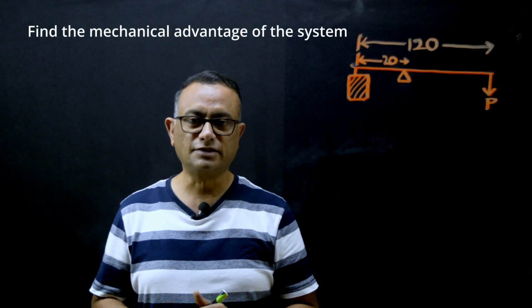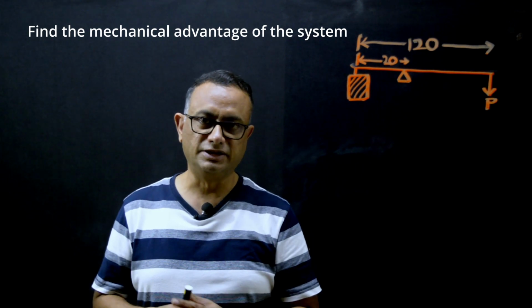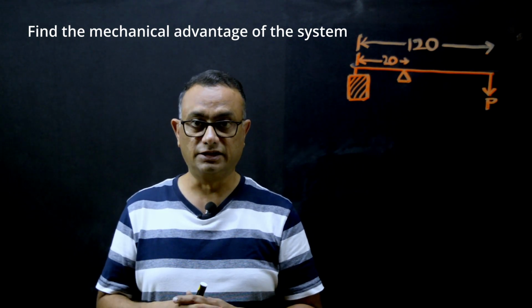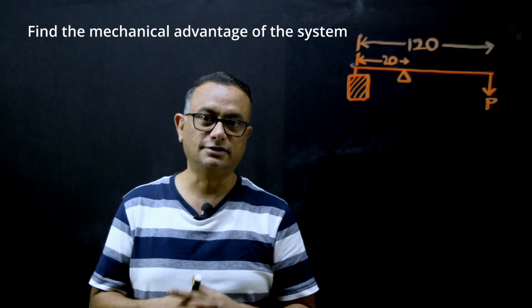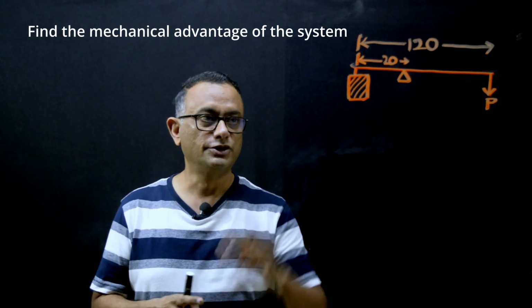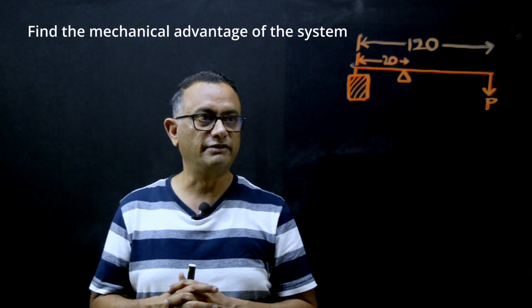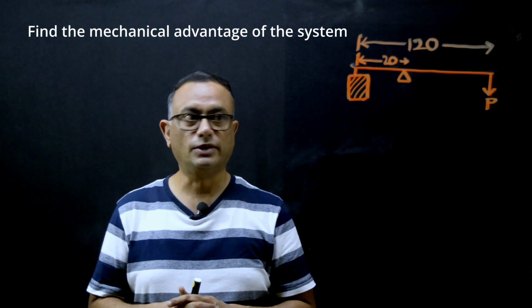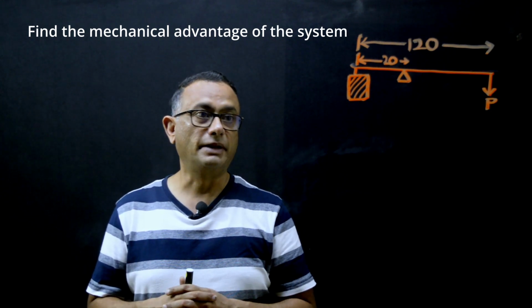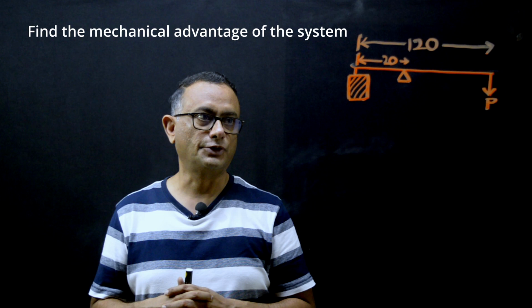Now that we've learned the basics of simple machines, including mechanical advantage, pulleys and levers, let's get started with some numericals. This is the first numerical that we have, which involves levers. What are we supposed to calculate? We are supposed to find out the mechanical advantage of the system, okay?